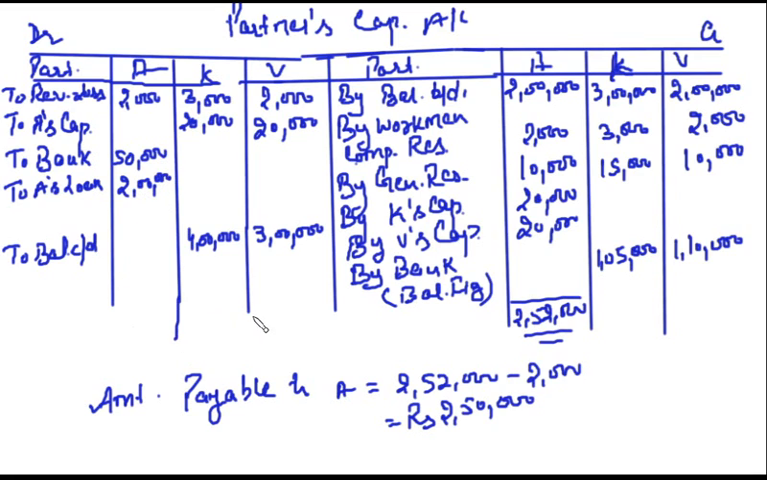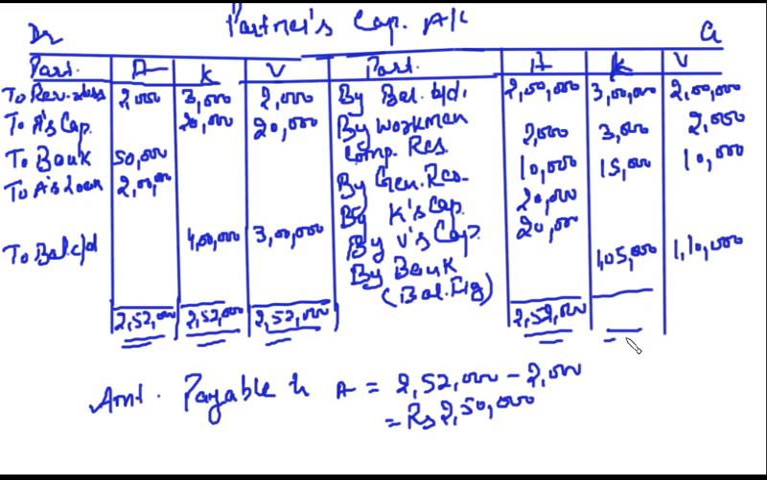Clear? So this is how we'll prepare the capital accounts after all adjustments. 2,52,000. Clear? Sorry, this is not 2,52,000.